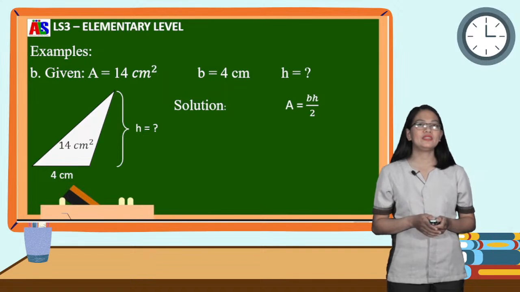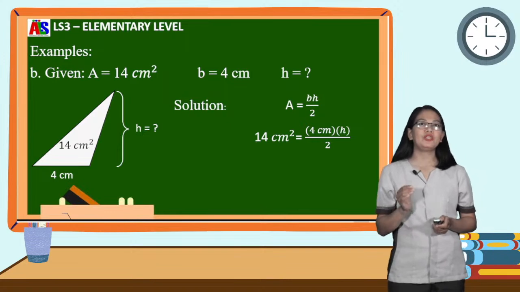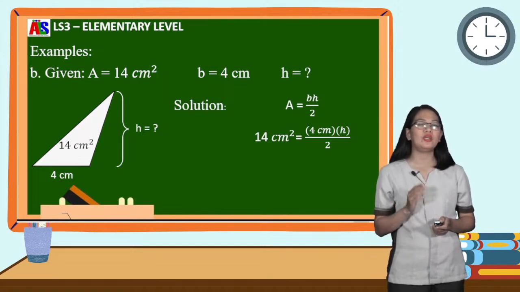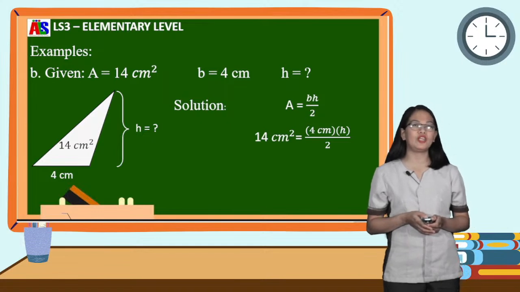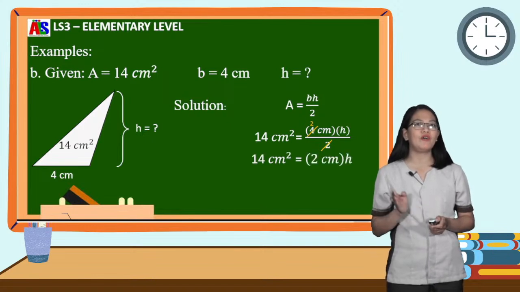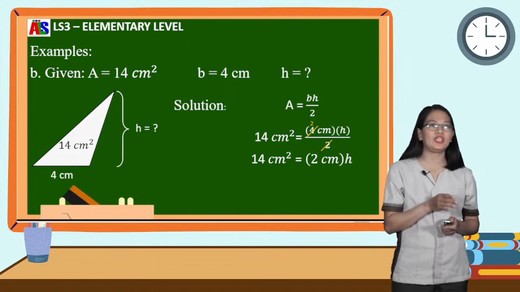Okay? Next step is, of course, to substitute the given values. 14 square centimeters is equal to, the base is 4 centimeters times the unknown height all over the denominator 2. Now, there are two ways to solve this. We can either cross multiply or simply simplify the right side of the equation. Let's just simplify the right side of the equation. We will divide 4 by 2 and it will give us a quotient of 2. So we now have 14 square centimeters is equal to 2 centimeters times h.